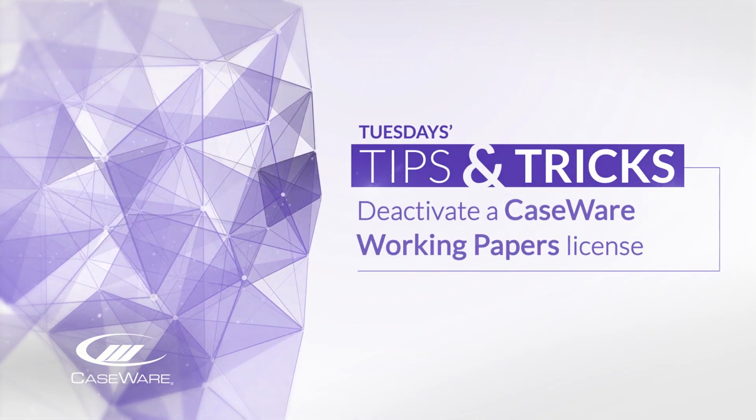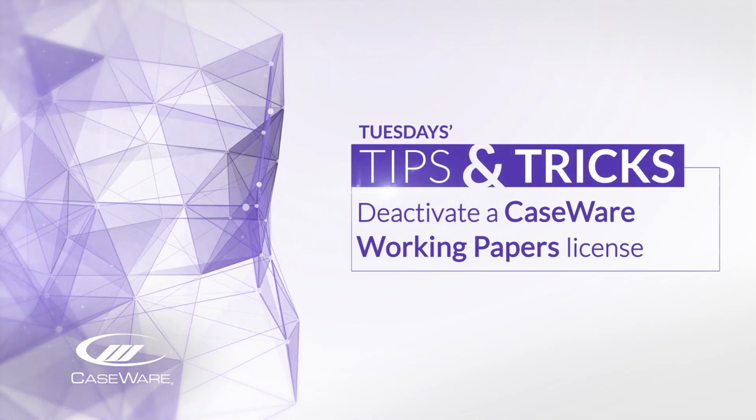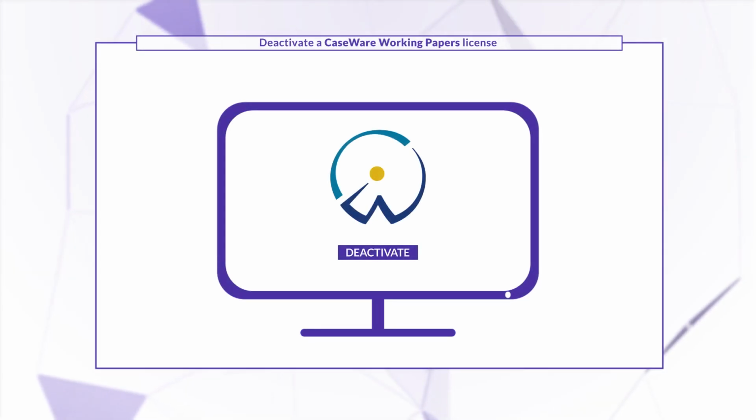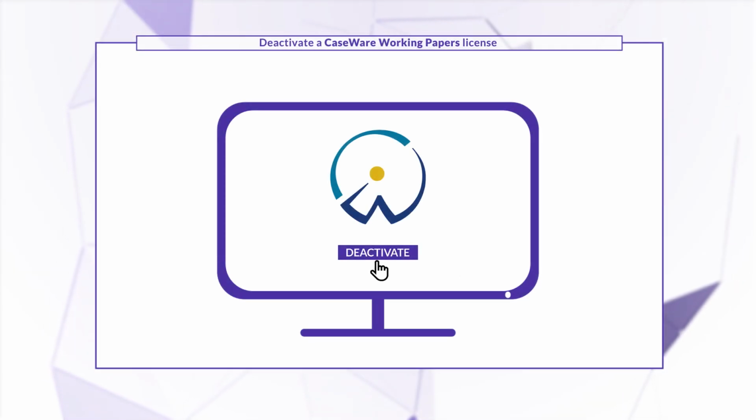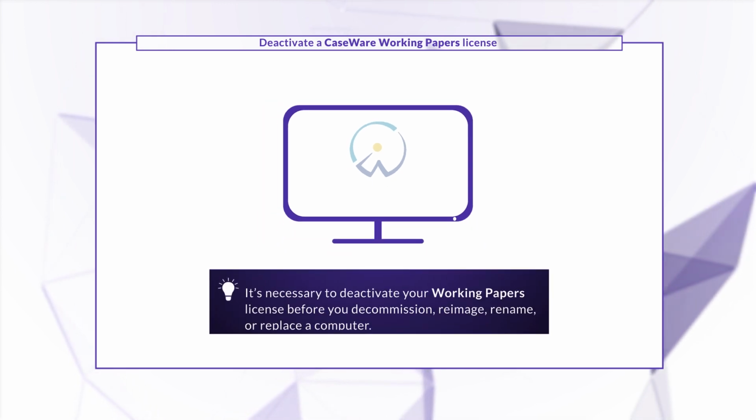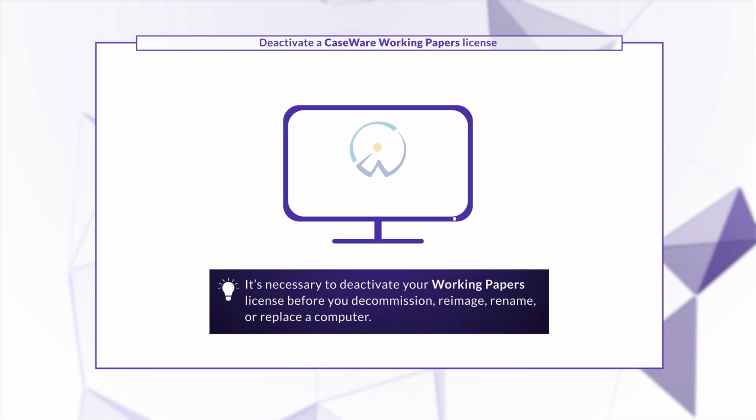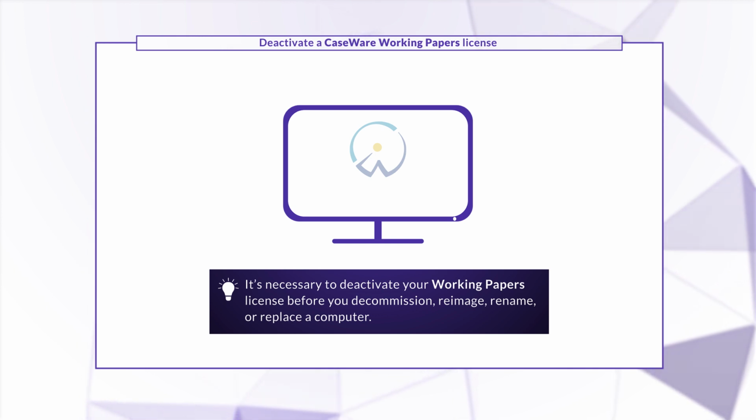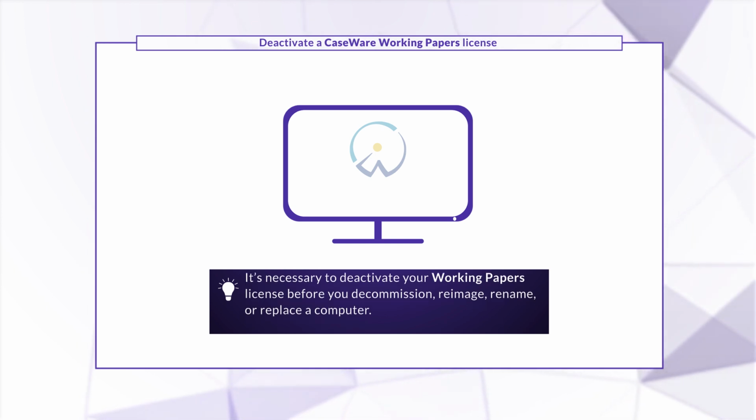Welcome. Let's have a look at deactivating a working paper's license. When you deactivate or revoke a working paper's license, you're effectively freeing up the license from the computer. It's necessary to deactivate your working paper's license before you decommission, reimage, rename, or replace a computer.